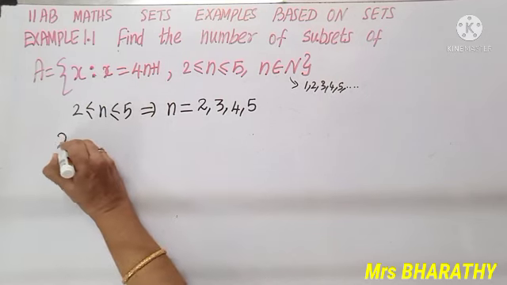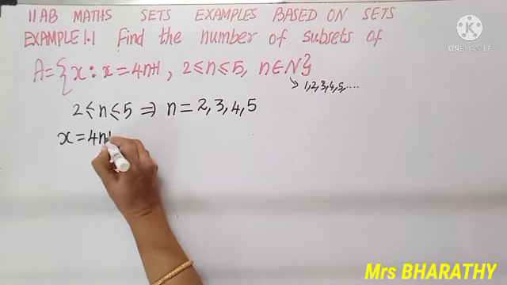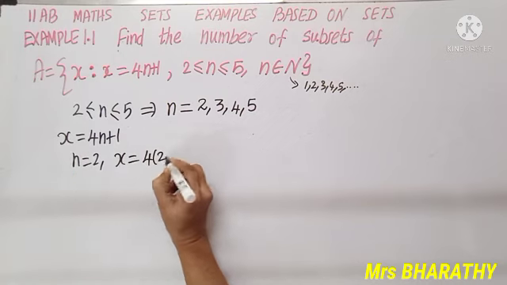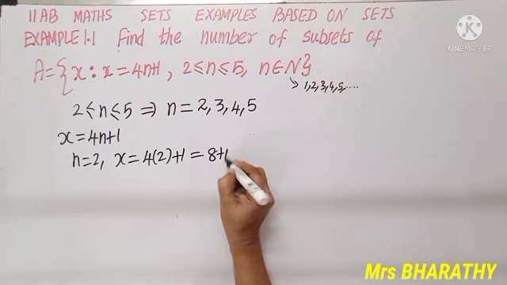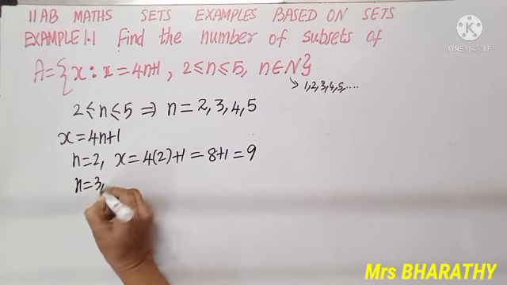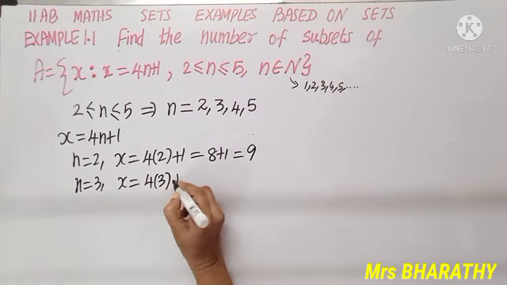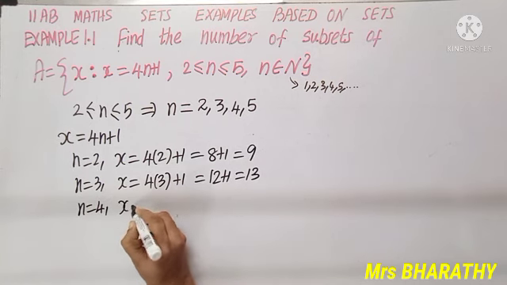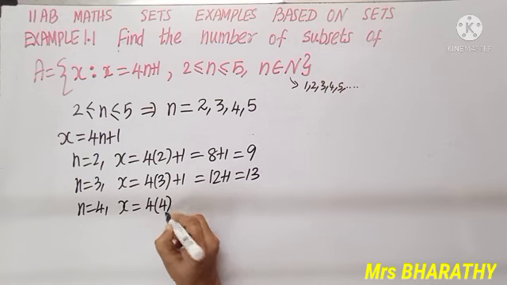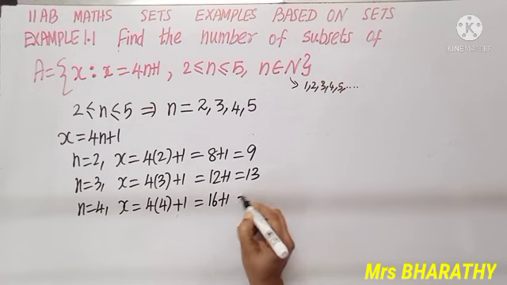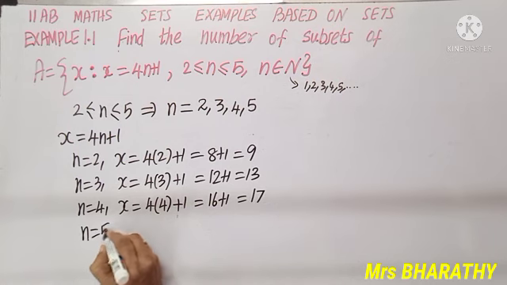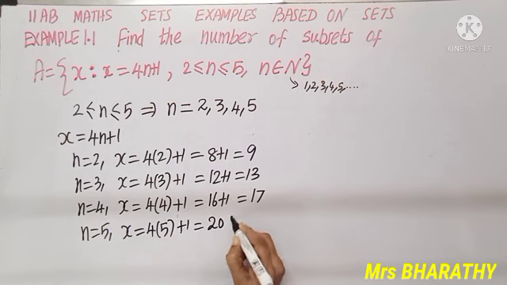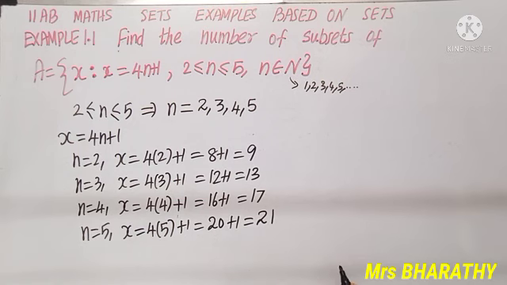Now what is x given? It is 4n plus 1. When n is 2, x is equal to 4 into 2 plus 1, 8 plus 1, that is 9. When n is equal to 3, x is 4 into 3 plus 1, 12 plus 1, that is 13. When n is equal to 4, x is equal to 4 into 4 plus 1, 16 plus 1, that is 17. When n is equal to 5, x is equal to 4 into 5 plus 1, which is 20 plus 1, and that gives us 21.